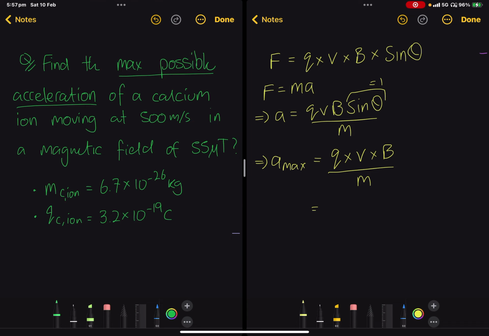So we have the charge, which is 3.2 times 10 to the minus 19 coulombs, times the velocity, which is 500 meters a second. These are both in SI units. We're going to be multiplying this by the field. Now we're told the field is 55 microteslas, this is mu, microtesla. Now everyone always messes these up, I always mess these up as well, so don't feel bad about this. When we convert this, there's about 1 million microteslas in a Tesla, so this ends up being 5.5 times 10 to the minus 5 Teslas.